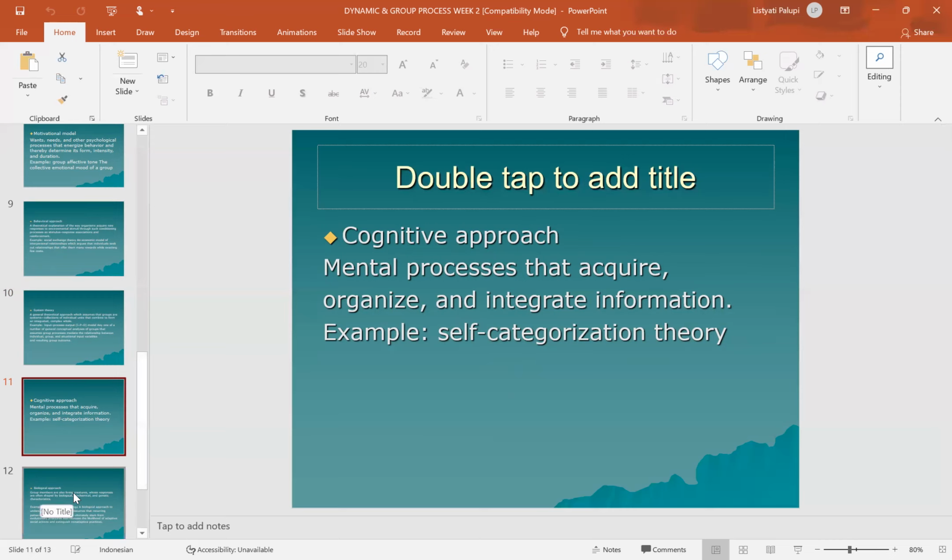Okay, so we just learned about the motivational perspective and an example of a theory based on it, and then we also learned about the behavioral perspective and the theory based on it, and then also the systems perspective and the theories that lie on it. And just now we learned about the cognitive approach, or cognitive perspective, and an example of a theory based on it.